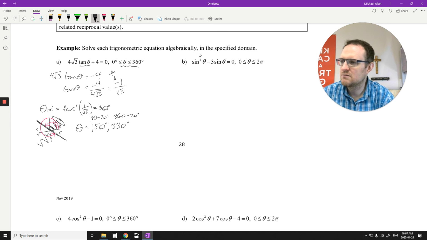We get 2 answers. And then you can verify them by putting them back into the original equation up here to see if it equals 0. That's up to you to decide. I'm not going to do that. So just take for granted it works.